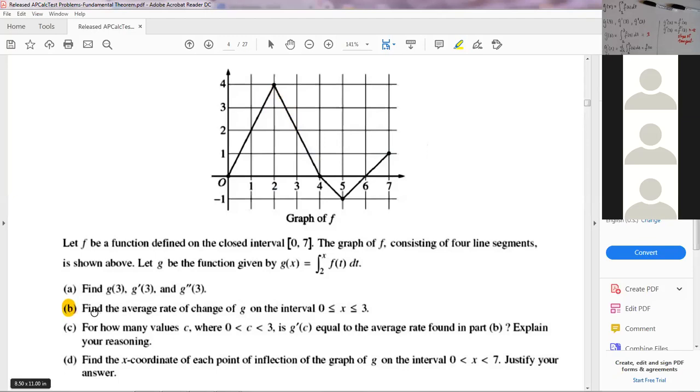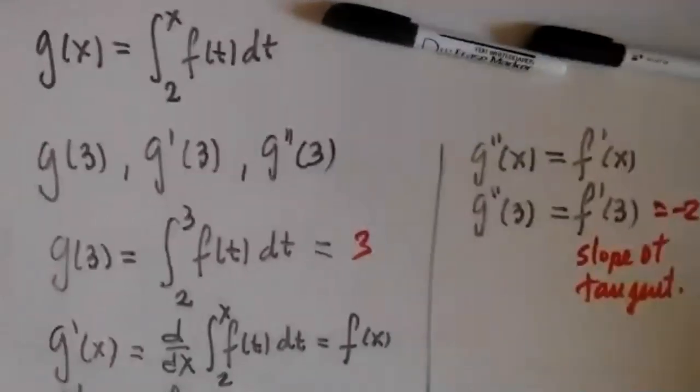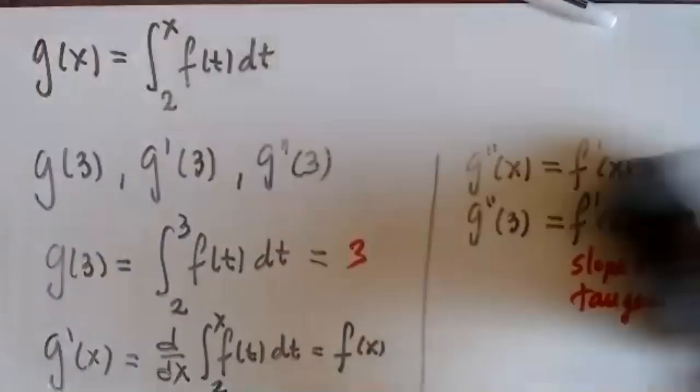B. Find the average rate of change of G on the interval 0 and 3. Okay, the average rate of change. So the average rate of change is the slope of the line joining these 2 points. Let me just do something here on the board, right? So we have this one.